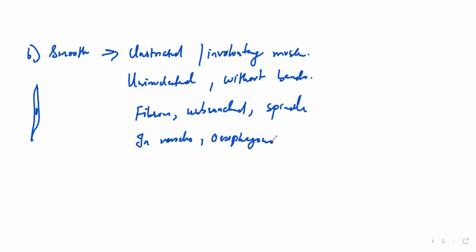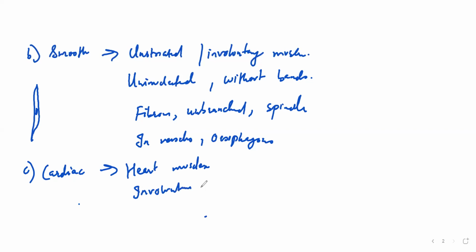The third one, cardiac. So cardiac, only in one place they will be present, that is heart. So heart muscles. So again, heart muscles, you cannot control it. So obviously it is what? Involuntary. Now this is also uninucleated. Okay. And they will have bands, but they will be faint bands. Faint, dark and light bands they will be having. And the position will be obviously in the heart only, in the wall of the heart.